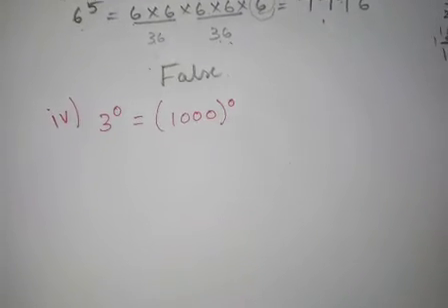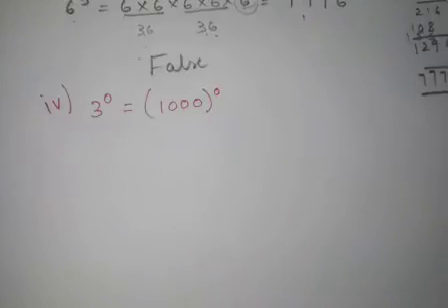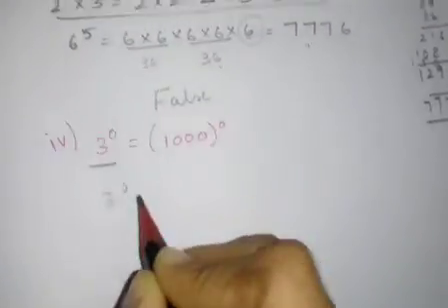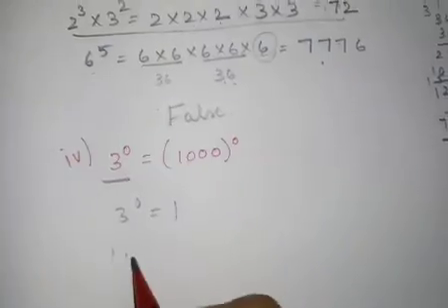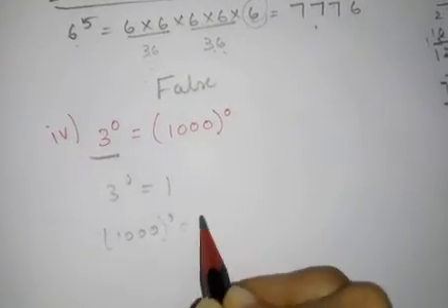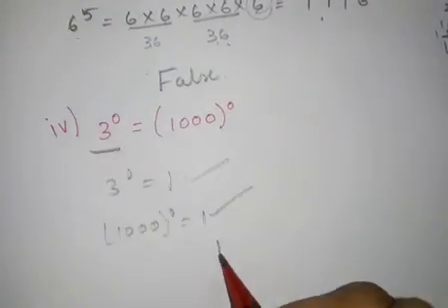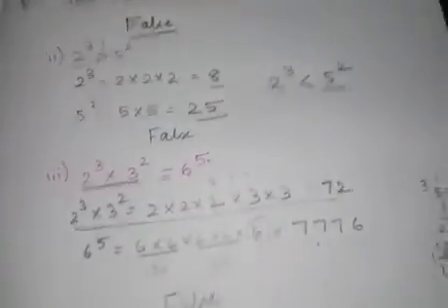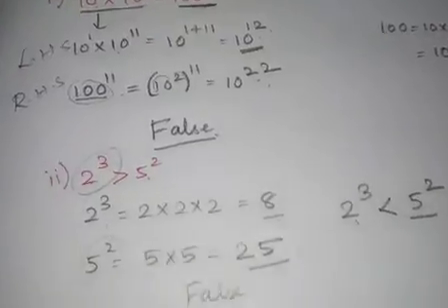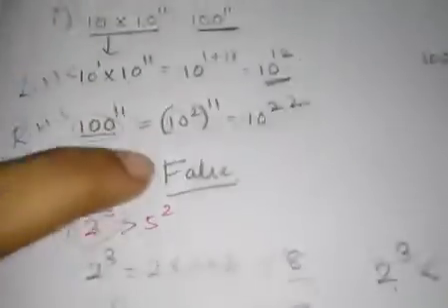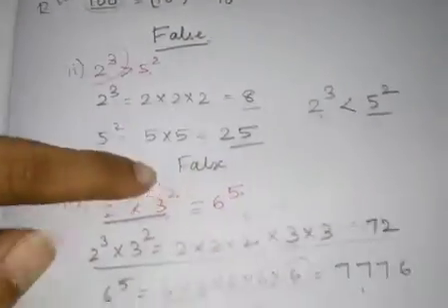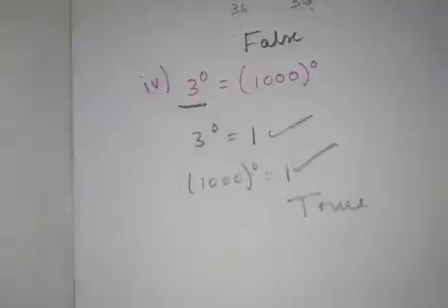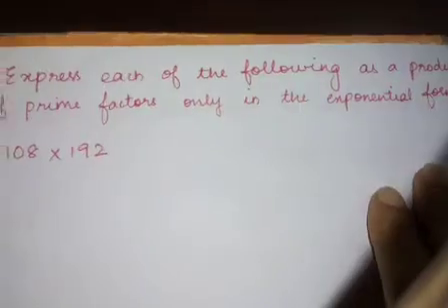I told you any number power 0 is 1, right? So first I'll take this. 3 power 0 is equal to 1. 1000 power 0 is also 1. Both are equal. So we can say that they are true. Okay, so we have to justify the answer and say whether it is true or false. The first one is false, second one is also false, third one is also false, and fourth one is true. Okay, understood?